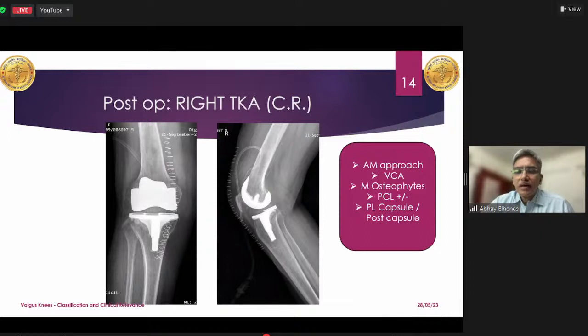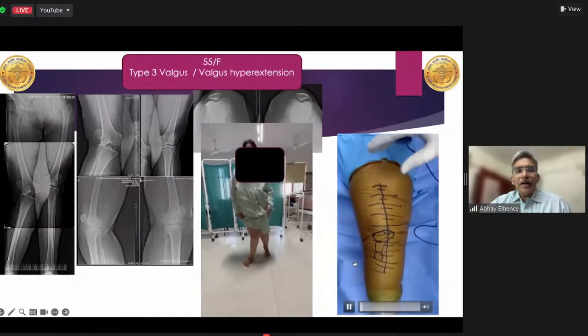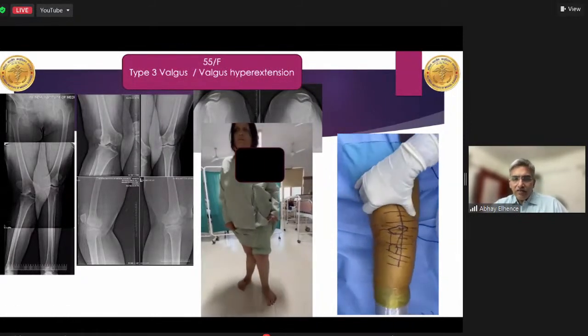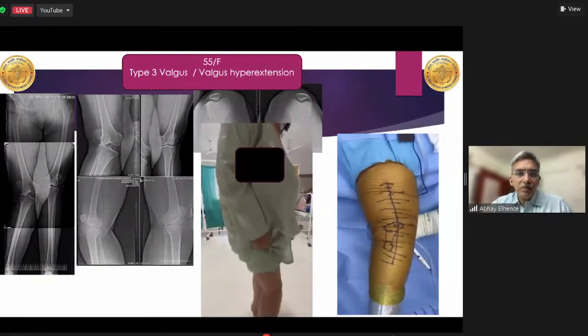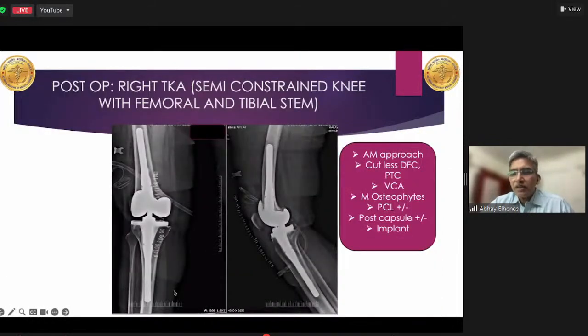And the posterolateral capsule or the posterior capsule would need some release or some bicrusting to get in a balanced extension gap on which to build a flexion gap. So this patient had a CR knee and eventually did very well. Type 3 knees are those where one builds in a sagittal plane deformity along with a coronal plane deformity. And this was a patient who had a valgus hyperextension knee, wherein we had to build in a constraint into her total knee implant.